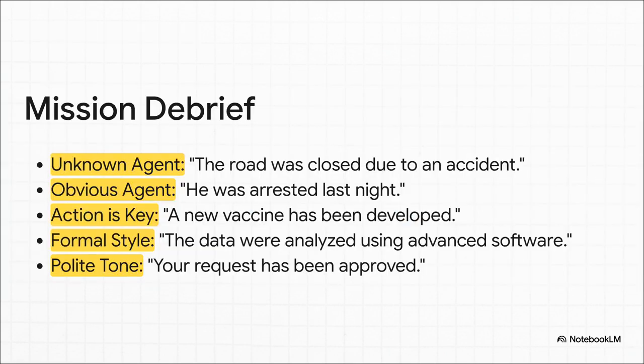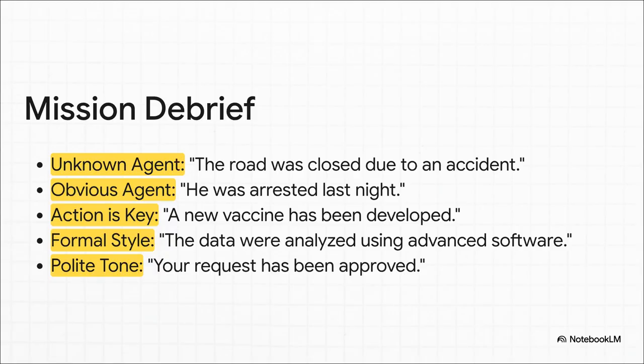For example, the road was closed. I mean, who closed it? We don't know. And frankly, it doesn't matter. The important thing is the road is closed. Or, he was arrested. Well, yeah, by the police. Stating that is just redundant. In a new vaccine has been developed, the discovery itself is the headline, not the specific scientist behind it. And then you have the formal and polite examples. They show how the passive voice can create a little bit of distance, a little objectivity, turning a personal command into an official statement.